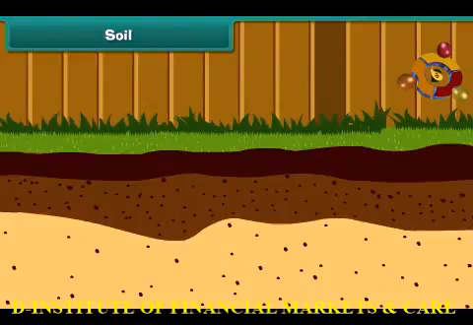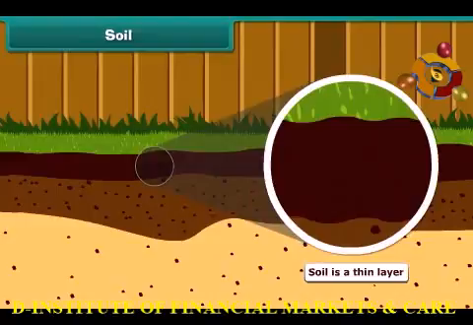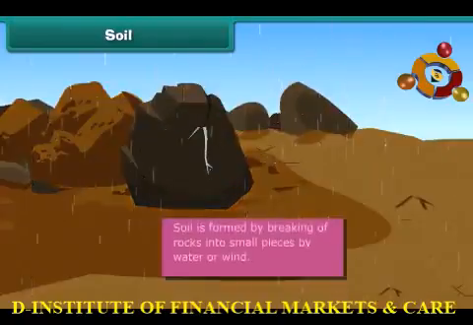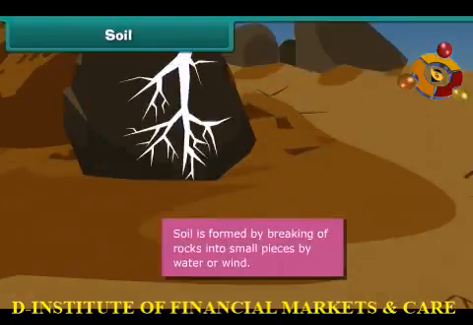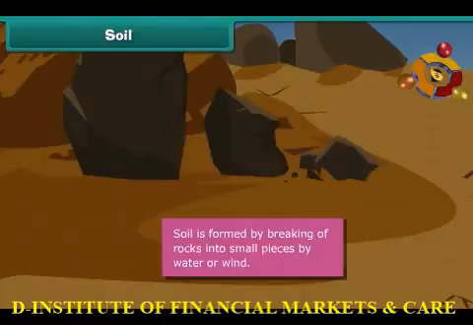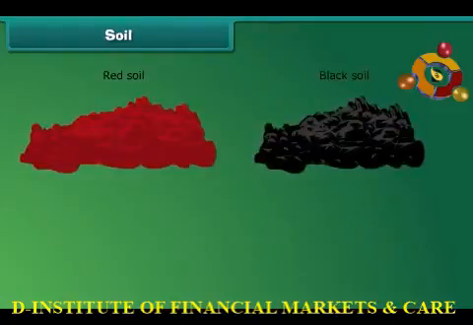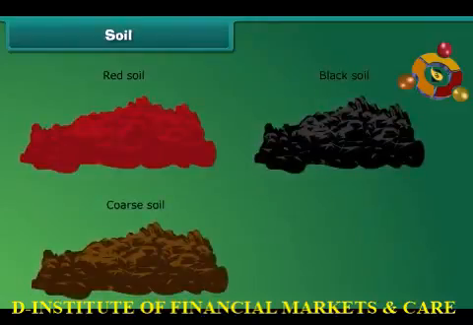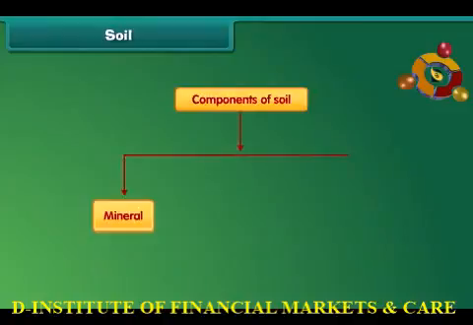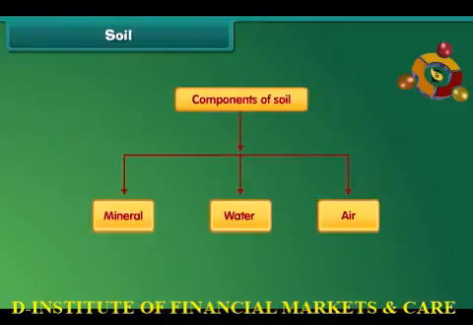Now we move on to another interesting topic of this course, that is soil. Soil is a thin layer of the earth's crust. It is formed by the breaking of rocks into small pieces by the influence of water or wind. Soils are of different types, such as red soil, black soil, coarse soil, and fine soil. Mineral, water, and air are the three important components of soil.